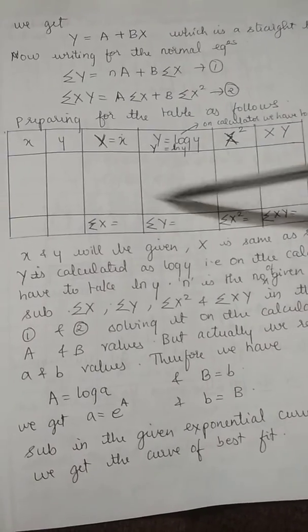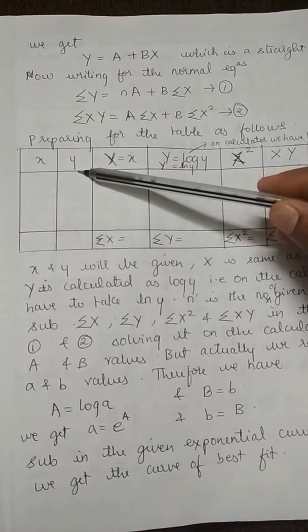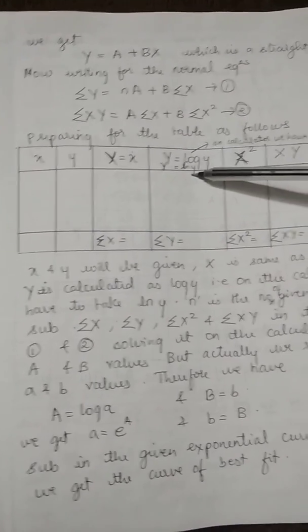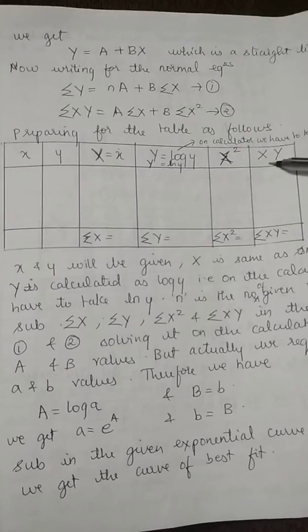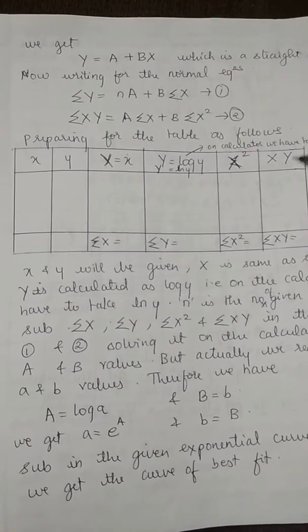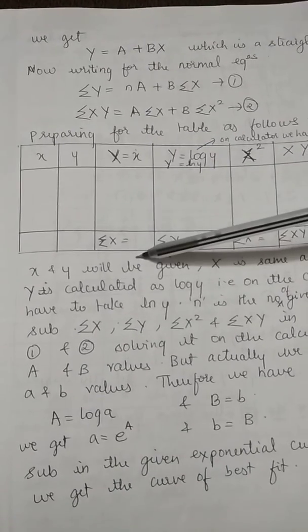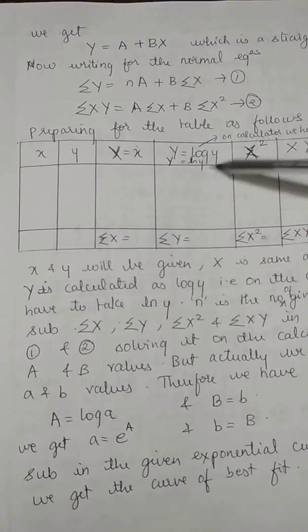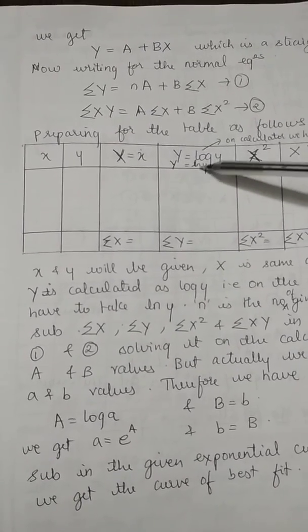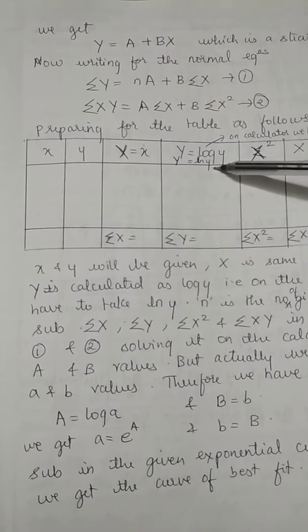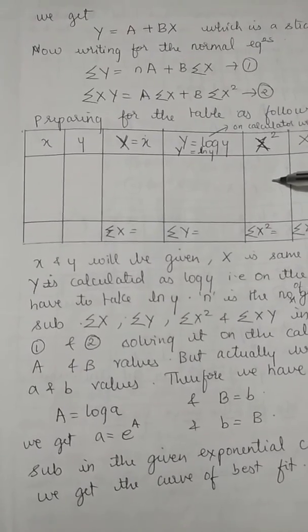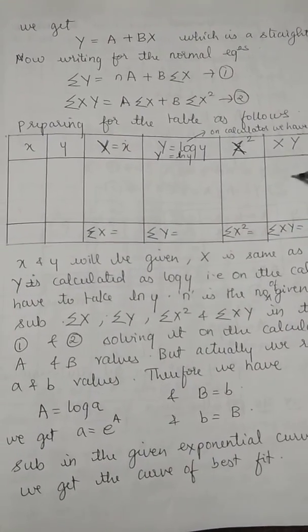So to prepare the table, you will be given small x and small y. We need to prepare capital X value, capital Y, then x square, capital X square and then capital XY. So to start, we know that capital X is equals to small x. So prepare this column. Capital Y is equals to log y. To prepare this column, we have to take capital Y is equals to ln of small y on the calculator. Taking the square of this column will get x square. Multiplying x into y will get xy.